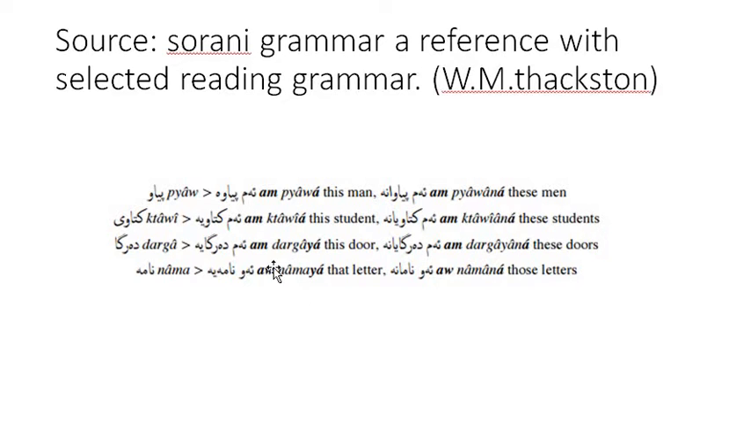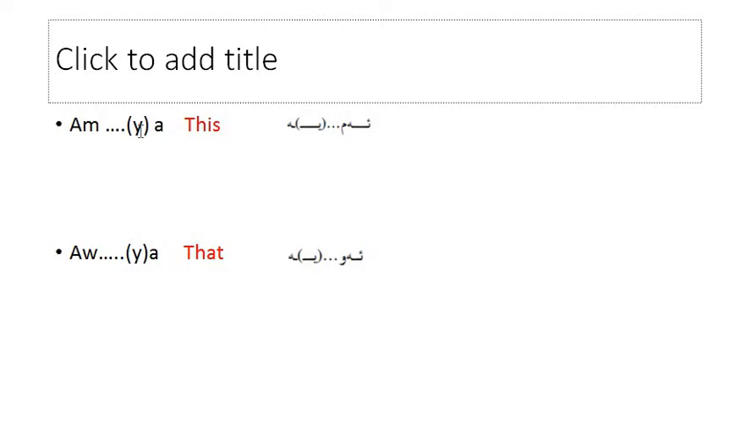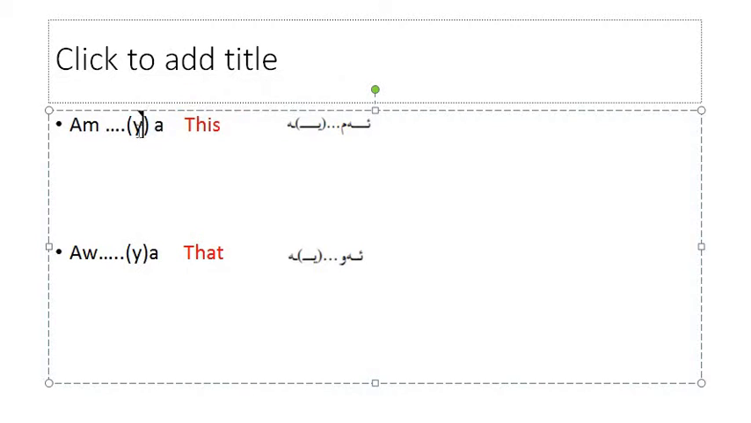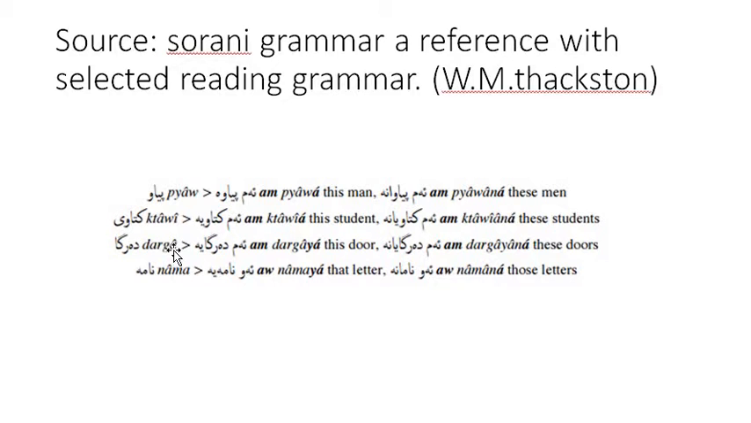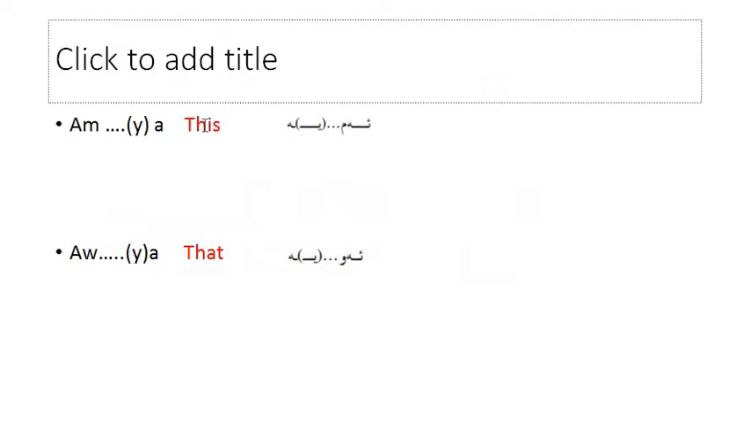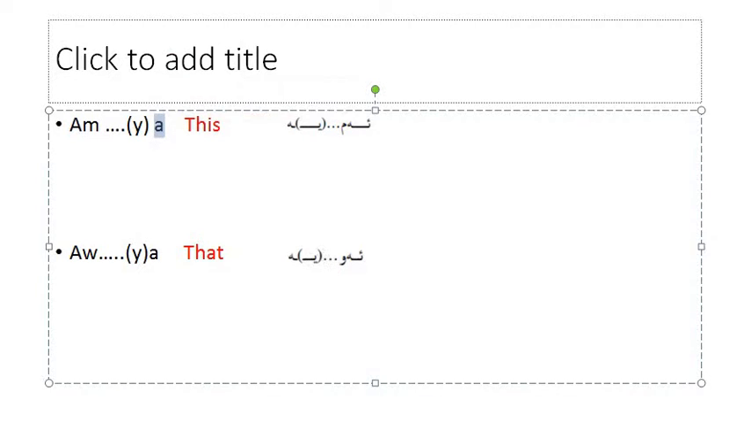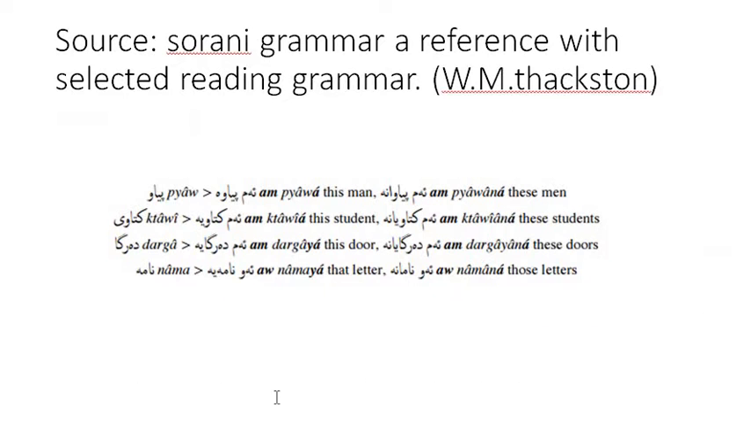Here, dargaya. If you see, we added ye because we have two vowels together. The a at the end of darga is a vowel, and the construction of the rule is a, so two vowels is not possible. So we added ye, and it became dargaya. And if we want to make it plural, to say these doors, we say dargayana.